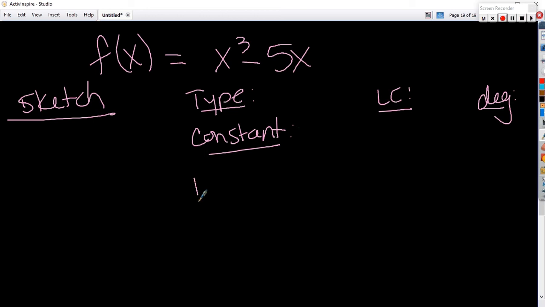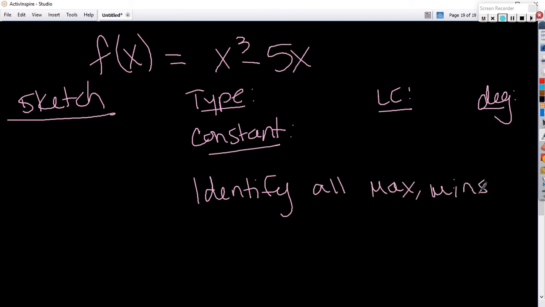We are going to identify all max, mins, zeros, and y-intercept. Oh, wait, this isn't even everything. We'll add more to it tomorrow.